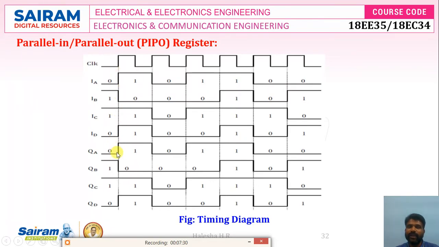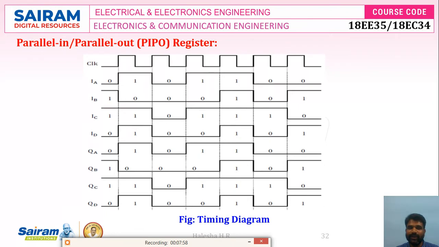So QA is loaded with the IA value, that is 1. QA becomes 1 and QB becomes 0 since the IB value is 0. And QC, previously 1, now maintains the same thing because again IC is 1. And QD becomes 1 because ID is 1. Clear?